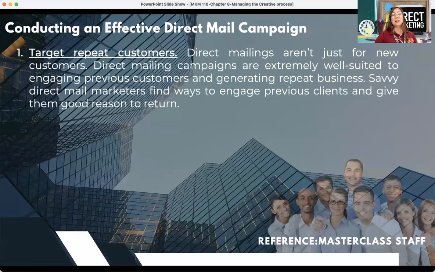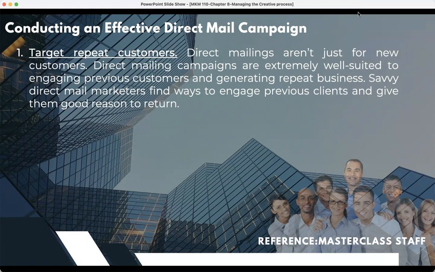So the first one is that we have to understand the target, the repeat customers who are already consumers of our product or services. Direct mailings aren't just for new customers. Direct mailing campaigns are extremely well suited to engaging previous customers and generating repeat business. It only means that we should never forget the first clients that we had.